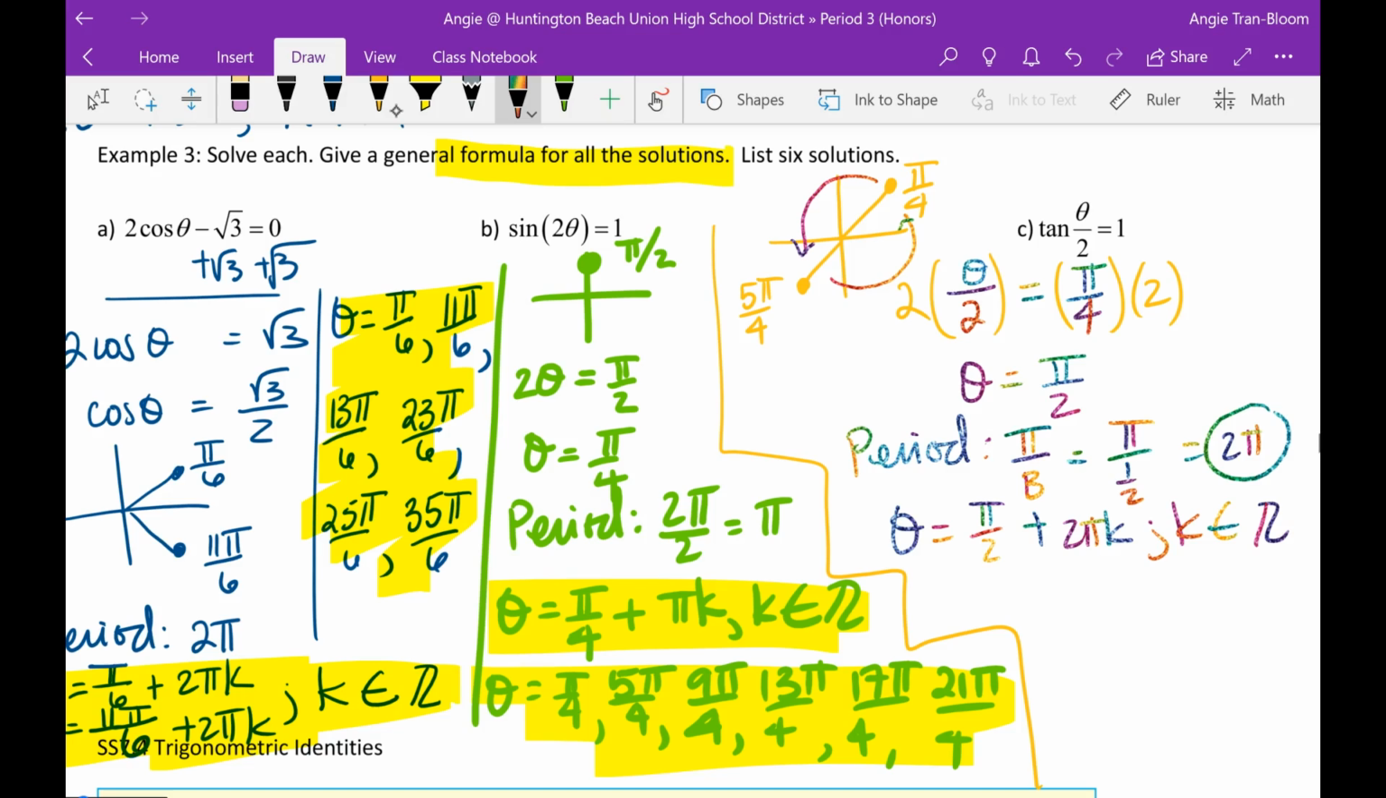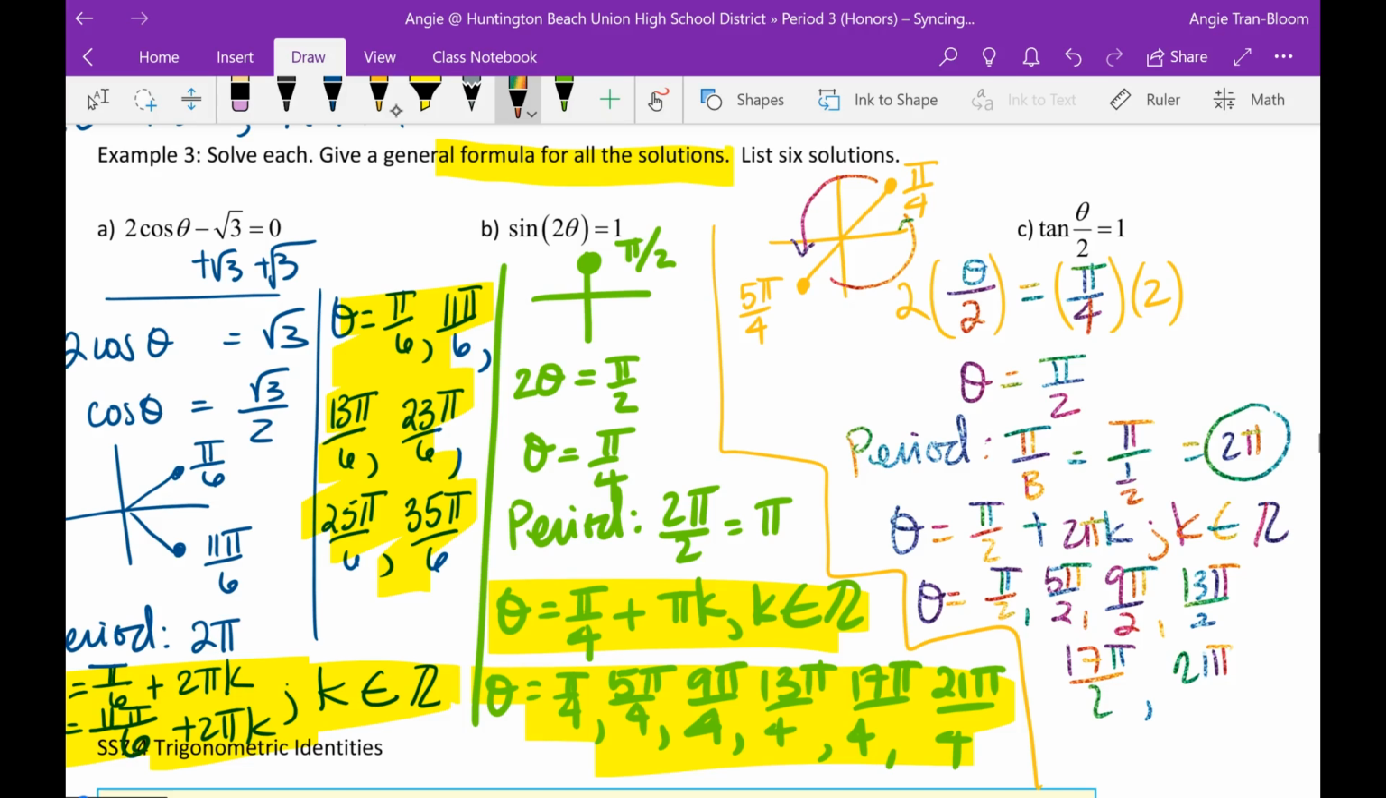Okay, then I'm just going to list the first 6. So when k is 0, I have pi over 2. When k is 1, 2 pi with a denominator of 2, can I think of it as 4 over 2 pi? So add it. So that's 5 pi over 2. Next. Next. Keep on going. And last. 21 pi over 2? Can I subtract sometimes if I really feel like it?